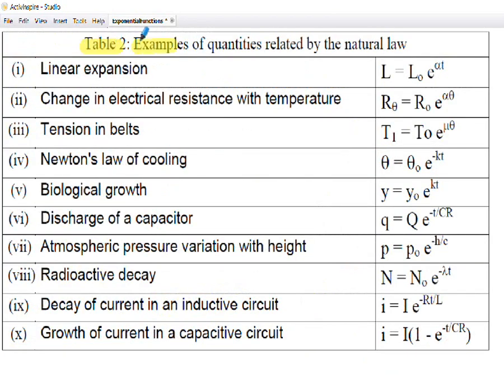Table 2 lists examples of quantities that are related to the natural law with the exponential function. So things like linear expansion has an exponential function in it, change in electrical resistance with temperature has the exponential function in it, tension in belt drives has exponential function in it, laws of cooling, exponential functions, and so it goes on. All these expressions here, all these quantities relate to the exponential function.